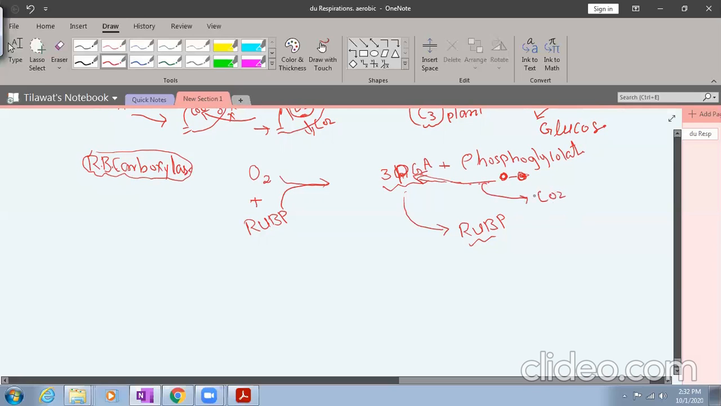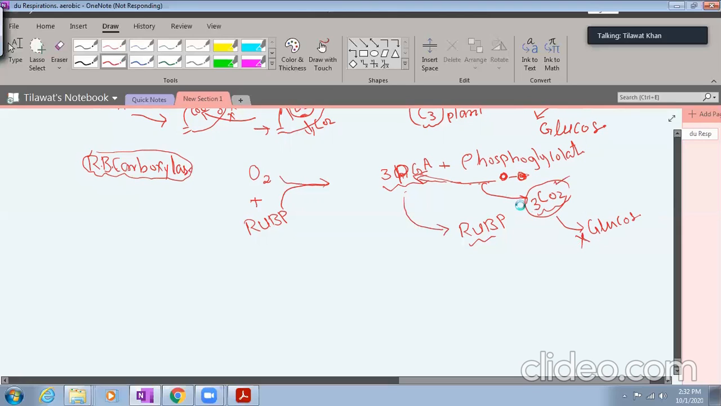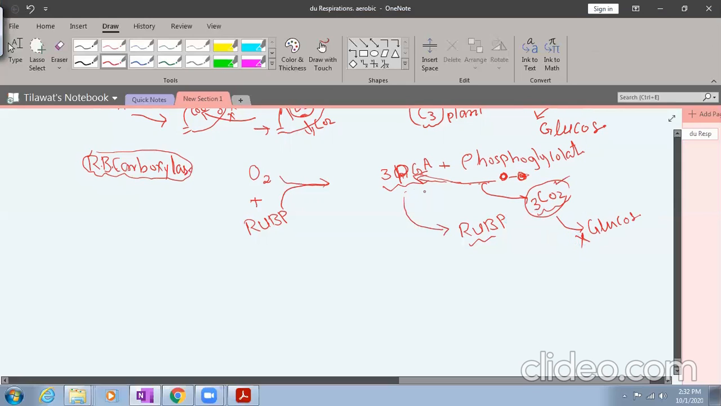So the 3 carbon dioxide, for example, that we need to form glucose, that glucose will not form again. It means we lost these 3 carbon dioxide. Or we can also say that RuBP will decrease. So one thing is loss of RuBP, another is loss of energy. It means we are losing this carbon skeleton. So this process is a bad process.